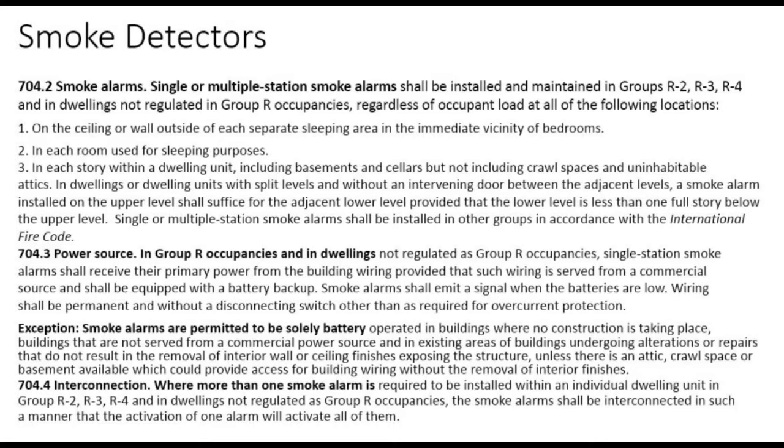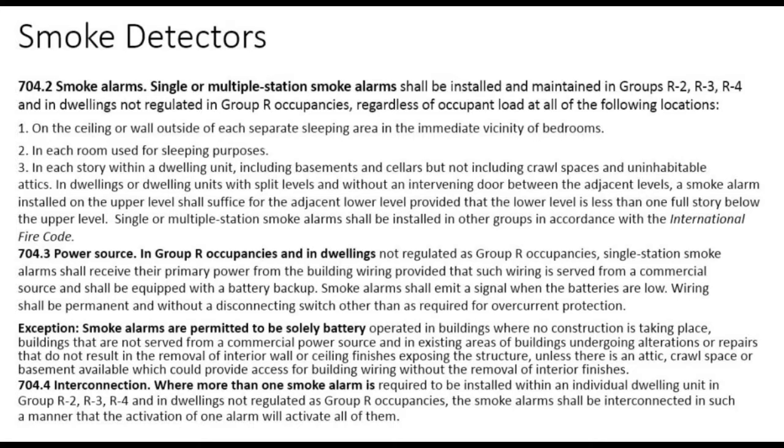A smoke alarm installed on the upper level shall suffice for the adjacent lower level, provided that the lower level is less than 1 story below the upper level. Single or multiple station smoke alarms shall be installed in other groups in accordance with the International Fire Code. Power source in Group R occupancy and in dwellings not regulated as Group R occupancies.